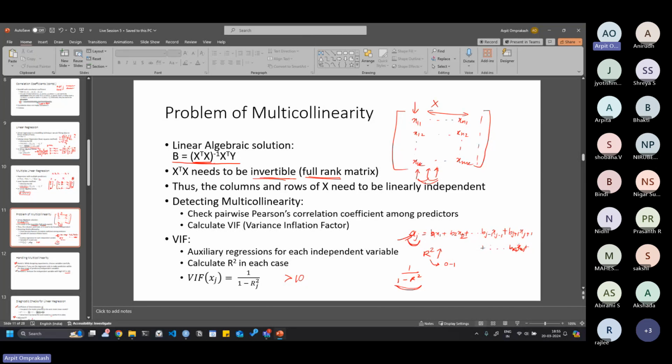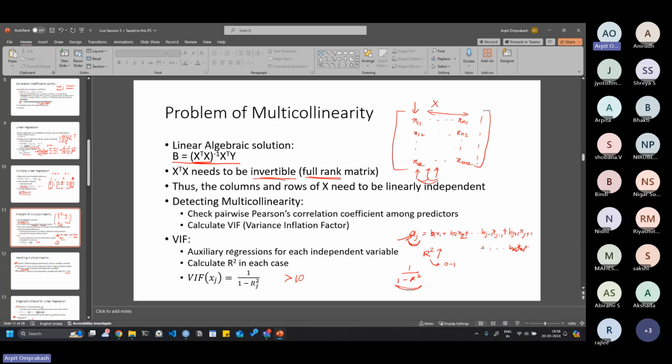In multiple linear regression arises the problem of multicollinearity, where we have this term of x transpose x inverse in our equation for B, which is basically the coefficient and intercept matrix. So for this equation to be solvable, x transpose x needs to be invertible, right? So it needs to be a full rank matrix. Thus, the columns and rows of X need to be linearly independent. We can detect multicollinearity by using variance inflation factor and also by checking pairwise Pearson correlation coefficient between predictors.